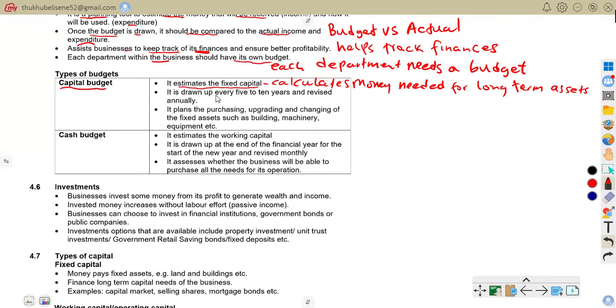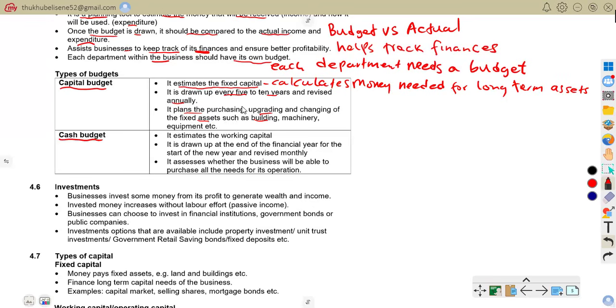Also, it says it is drawn up every 5 to 10 years and revised annually. So it means that it covers long-term planning. For example, plan to replace factory equipment every 5 or 7 years. So it plans the purchasing, upgrading, and changing of fixed assets such as buildings, machinery, and equipment. Meaning that it is used to plan, purchase, or upgrade long-term assets.